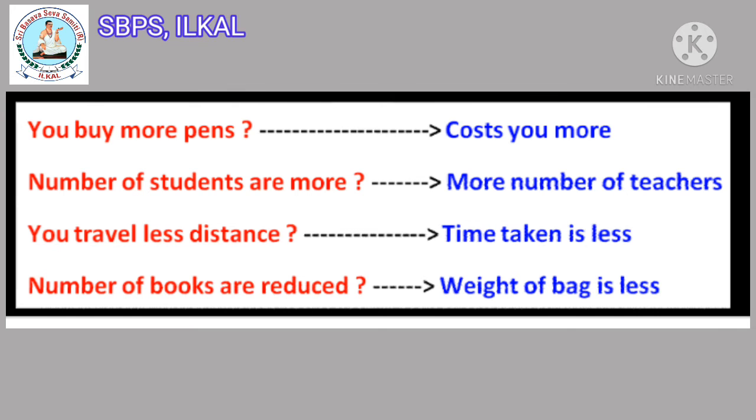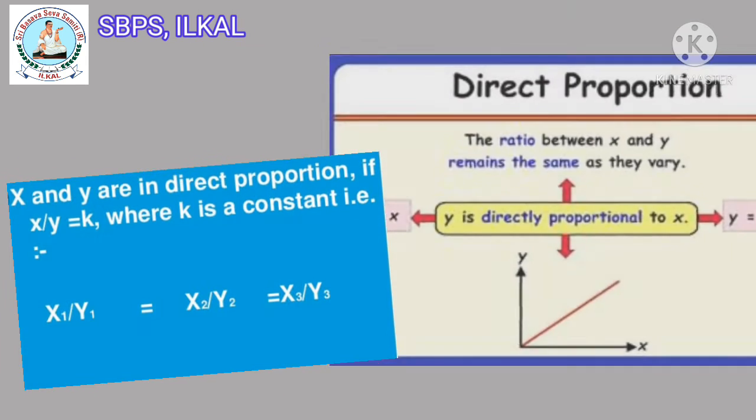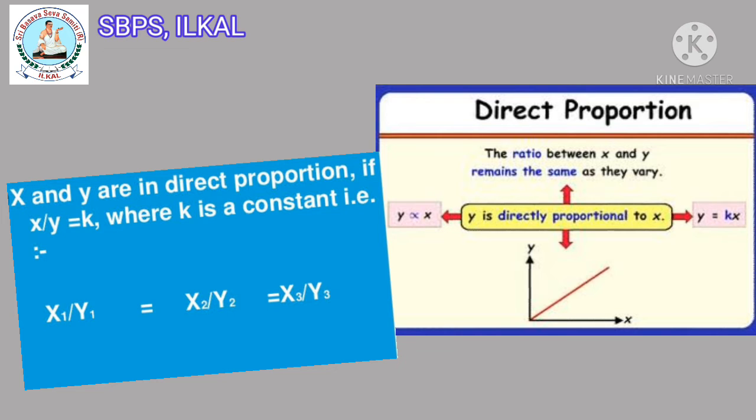You travel less distance, time taken is less. If you travel less distance, then you can cover the distance in less time, is it? Number of books are reduced. If we say to bring less number of books, then definitely weight of the bag will be decreased, is it? That is, number of books are reduced, weight of bag is less. X and Y are in direct proportion if x by y is equal to k, where k is a constant. That is, x1 by y1 is equal to x2 by y2, which is equal to x3 by y3.